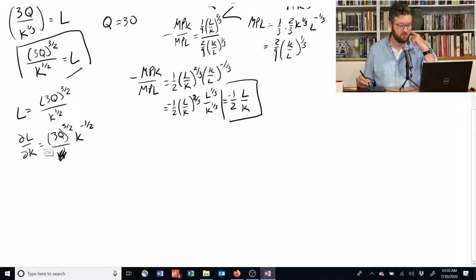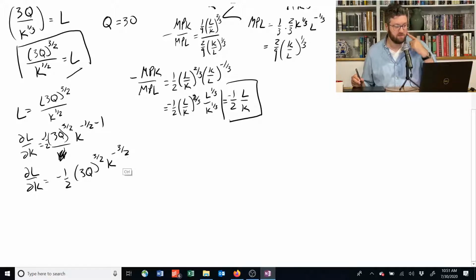And then we need to multiply this whole thing by the exponent. So it's negative 1/2, and subtract 1 off of that. So let me write it a little bit more clearly. It equals negative 1/2 times 3Q to the 3/2 power times K to the negative 3/2.